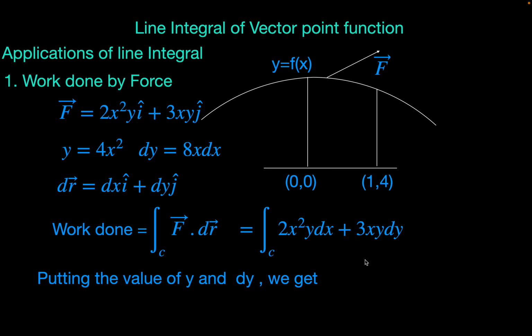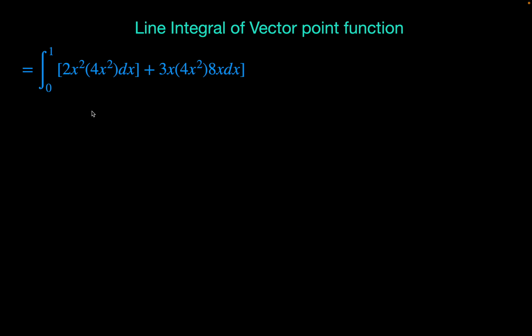We change the y and dy variables to x and dx variables using the curve equation, and we obtain the integral from 0 to 1 of 2x square multiplied by 4x square dx plus 3x multiplied by 4x square multiplied by 8x dx. On integration we obtain 104 upon 5, which is the work done by the force in displacing the particle from its initial position to the final position.